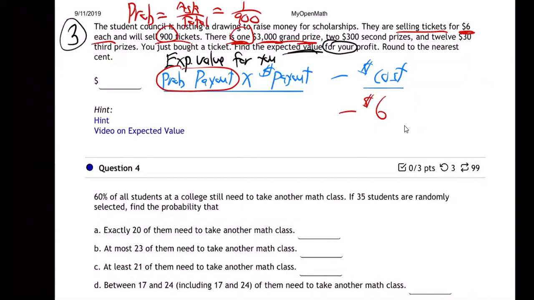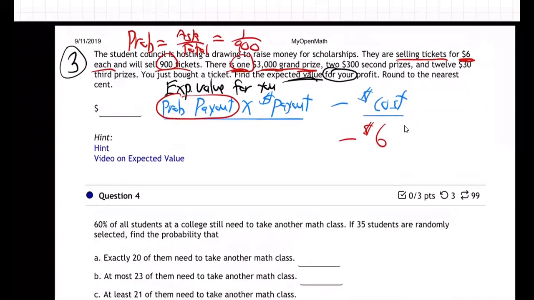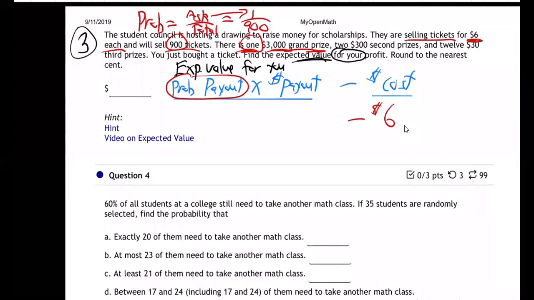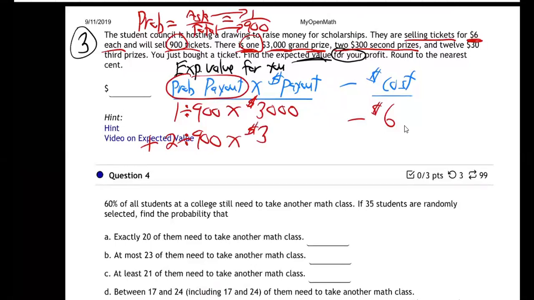Probability, the chance of something happening, is what you're asking for, in this case, to be the grand prize winner. That's just one ticket out of the total number of tickets. So it's 1 divided by 900 times what are the dollars that you win if you get the grand prize? 3,000. And then keep going. Plus, next, there's two $300 second prizes. So that's 2 out of 900, right? There's 2 out of 900 times, what do you win for second prize? $300. Plus 12 $30 prizes. So 12 out of the 900 tickets times the $30 prize.